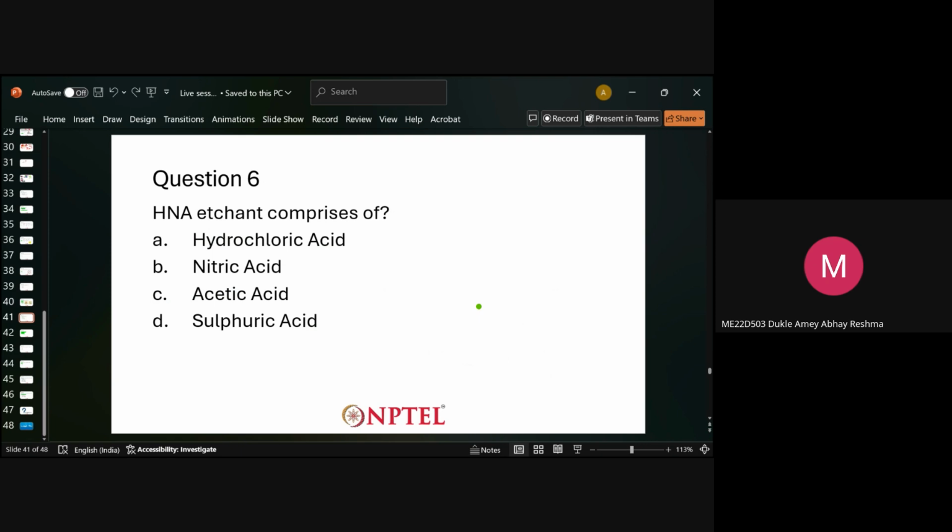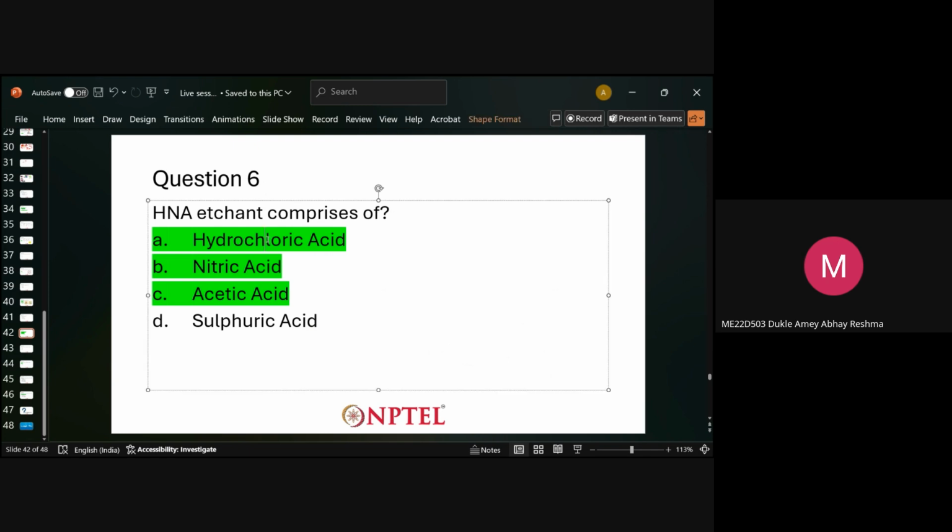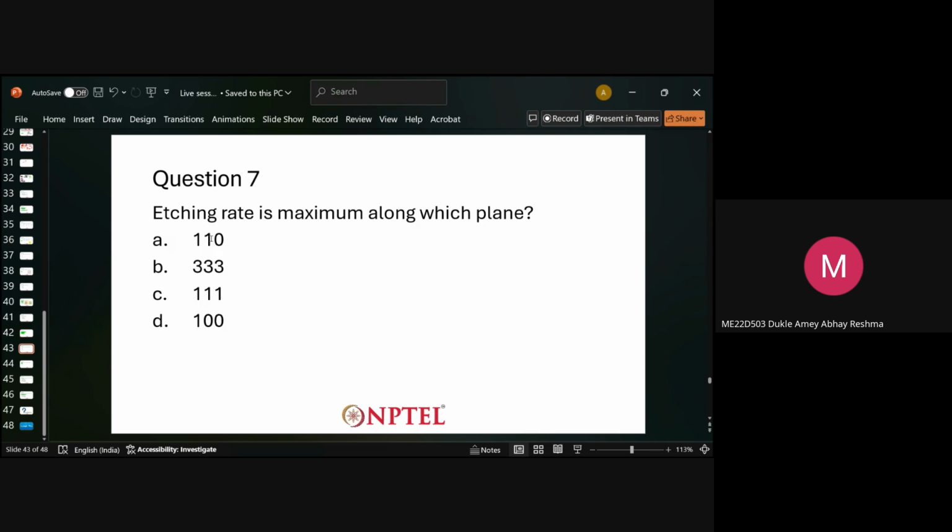Moving to question number 6, HNA agent comprises of hydrochloric acid, nitric acid, acetic acid, sulfuric acid. So basically, it consists of hydrofluoric acid, not hydrochloric acid. So I'll just correct this here only. Hydrofluoric acid, HF, it is not hydrochloric acid. So the answer is nitric acid, acetic acid, and hydrofluoric acid.